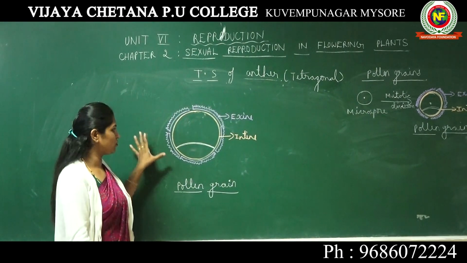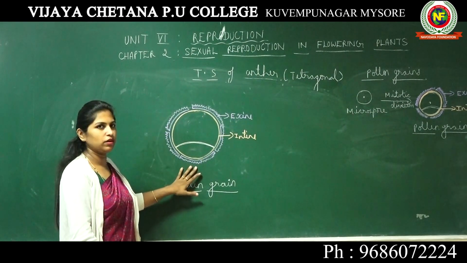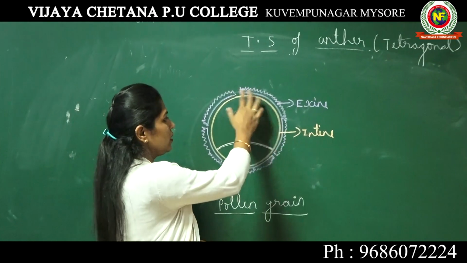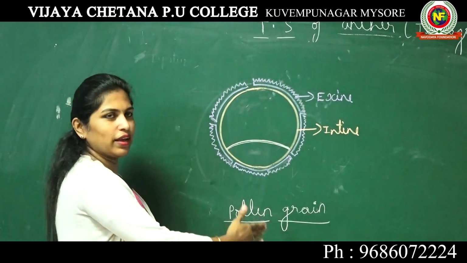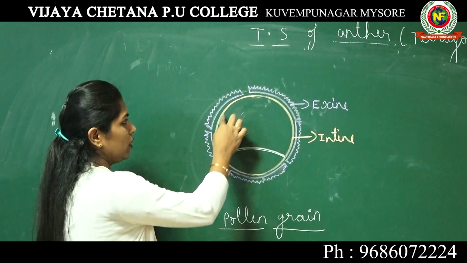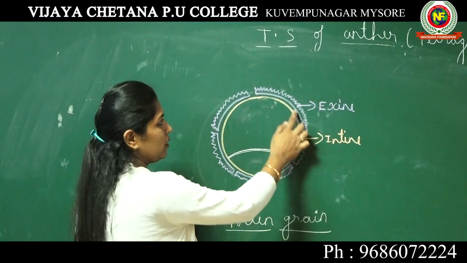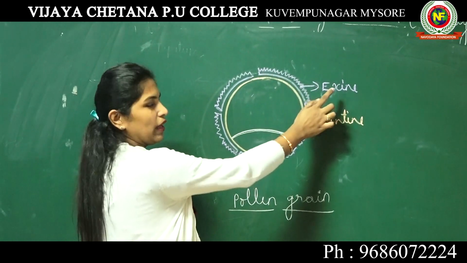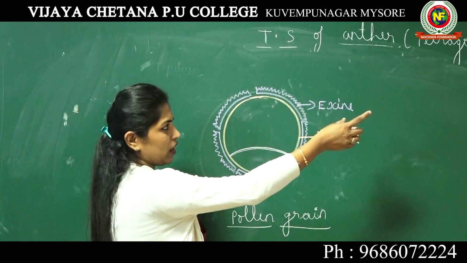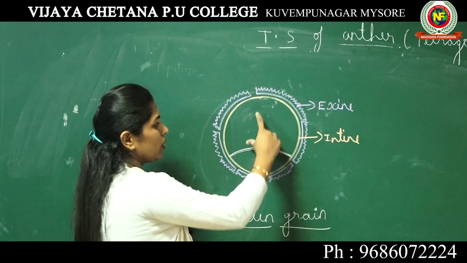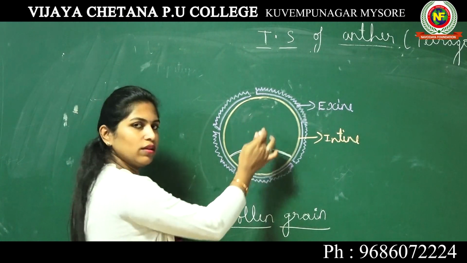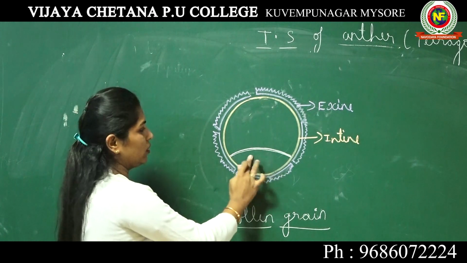Here I have drawn the structure of a pollen grain a little bigger for you. As I have already mentioned, a pollen grain, which is a matured microspore, will have two layers. The inner layer is known as intine and the outer layer is known as exine. Since the microspore has undergone a mitotic division, we will find two cells here. One cell is a little bigger and the other cell is a little smaller.